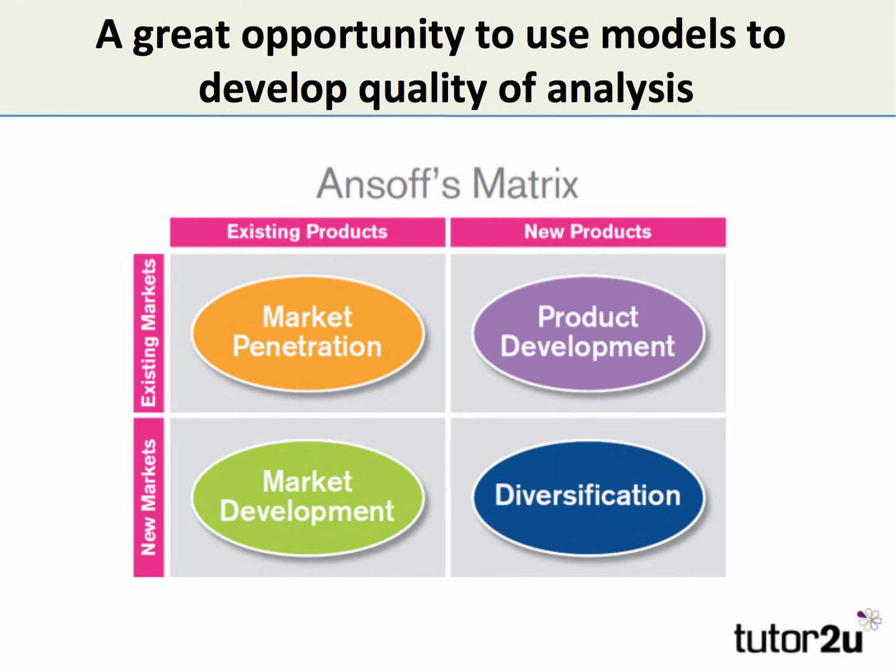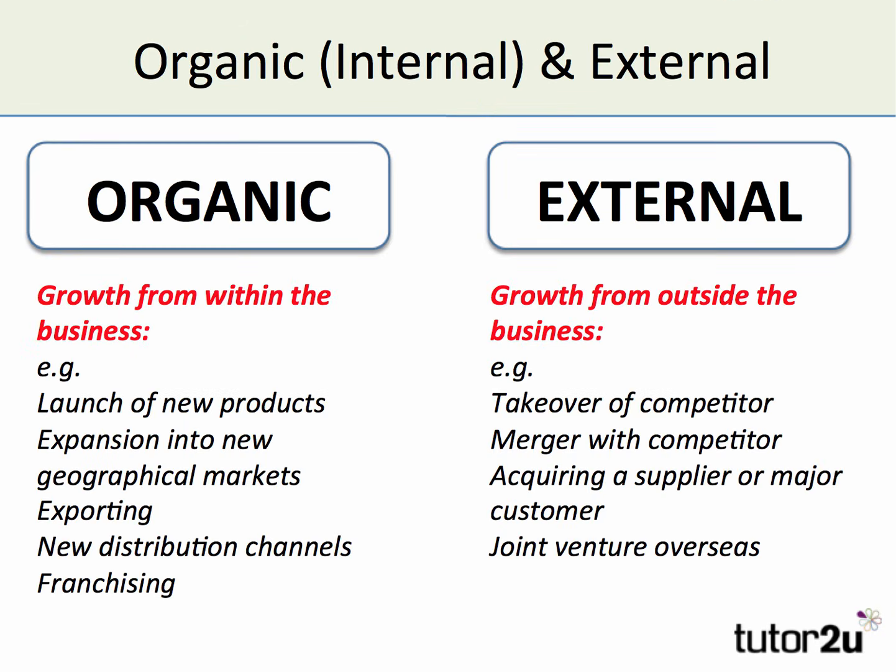When you're looking at organic versus external growth, it's very useful to align your analysis to Ansoff's matrix and to consider what the implications of those choices are. And we'll take a look at that. We'll refer back to Ansoff's matrix as we have a look at some examples of organic and external growth. Well, we've mentioned those two terms. Let's just quickly refresh what we mean by them.